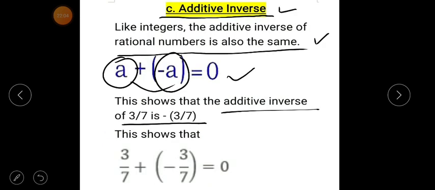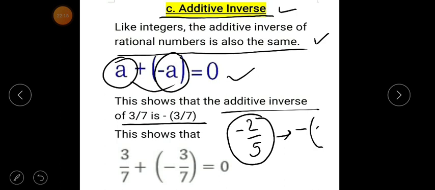Suppose we have to find the additive inverse of a negative number, suppose minus 2 by 5. If we want to know the additive inverse of minus 2 by 5, it would be minus of minus 2 by 5. So it would be 2 by 5.